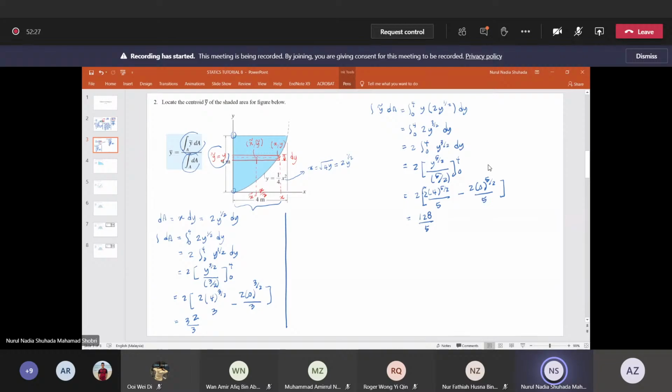Okay, so we already have the top part and also the bottom part. Now we can directly calculate y. So we know the top part is 128 over 5 and the bottom is 32 over 3. So you will get 12 over 5 meter. So this is the answer.